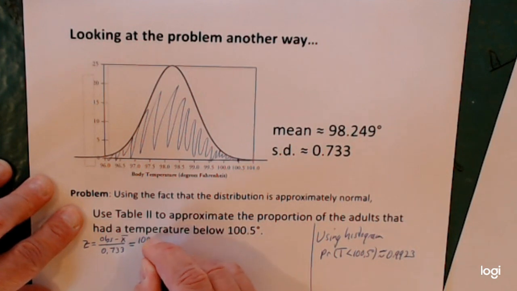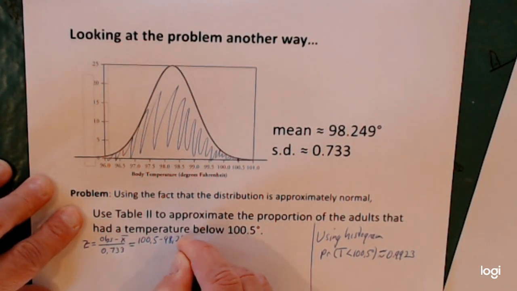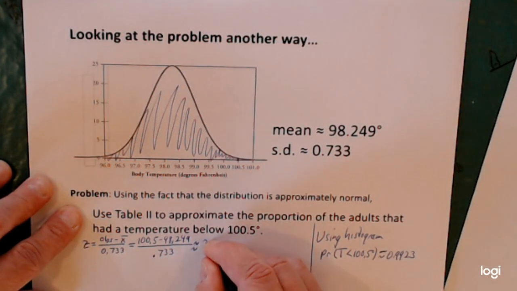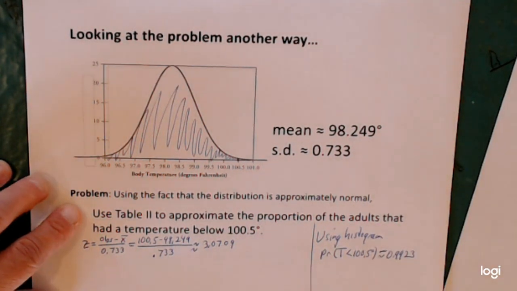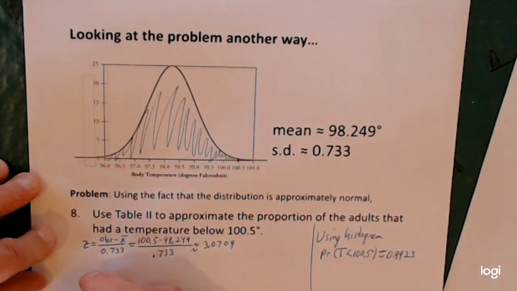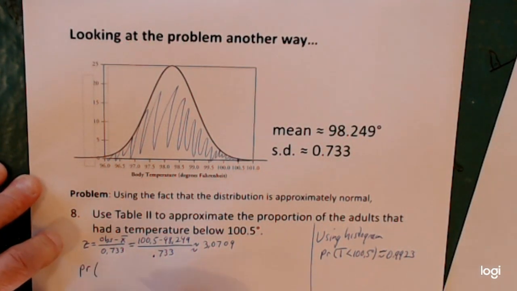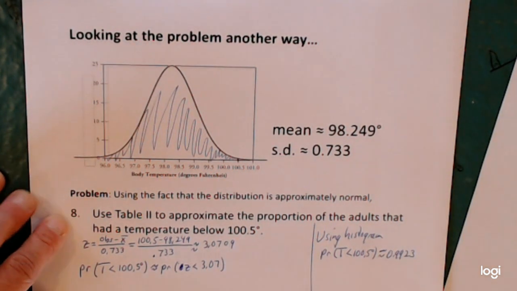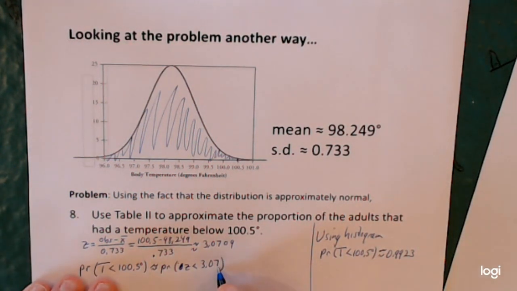So my z-score is my observation minus the mean divided by the standard deviation. Okay, so it's going to be 100.5 minus 98.249 divided by 0.733, and we get about 3.0709. Okay, and so the proportion of observations where the body temperature is less than 100.5 is going to be approximately the proportion of z-scores less than 3.07. I can only go as far as the hundredths digit, so I rounded.